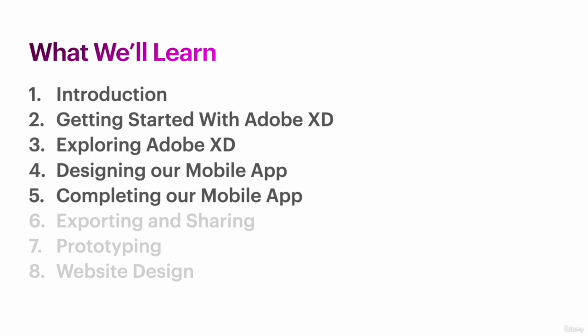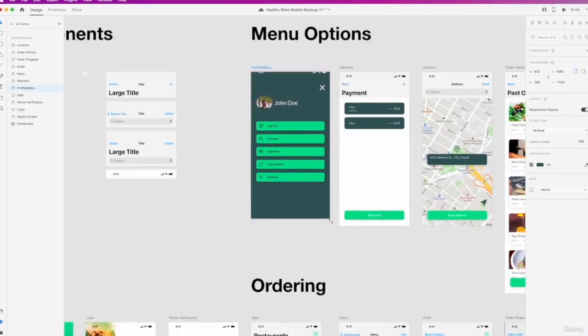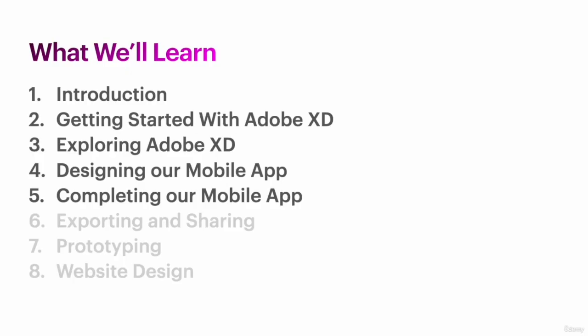We'll learn about effects such as blurs, shadows, and we'll even touch on responsive resize, which allows us to create our designs for any device size and have it work regardless of the device that the user is viewing the design on. And then moving on, once we complete our project and polish it up, we'll learn how to export and share our file with other people, whether it's developers, colleagues, team members.